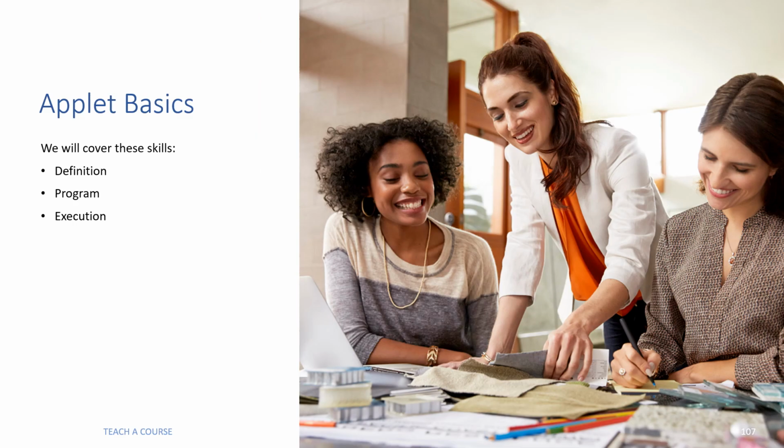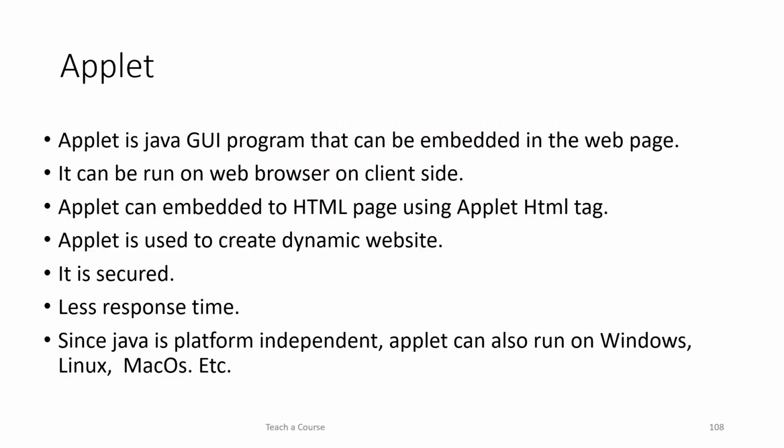Applet basics. Applet is a Java graphical user interface program that can be embedded in a web page. It can be run on a web browser on the client side. Applet can be embedded in an HTML page using the applet HTML tag. Applet can be used to create dynamic websites. It is secure. Also, it has less response time.